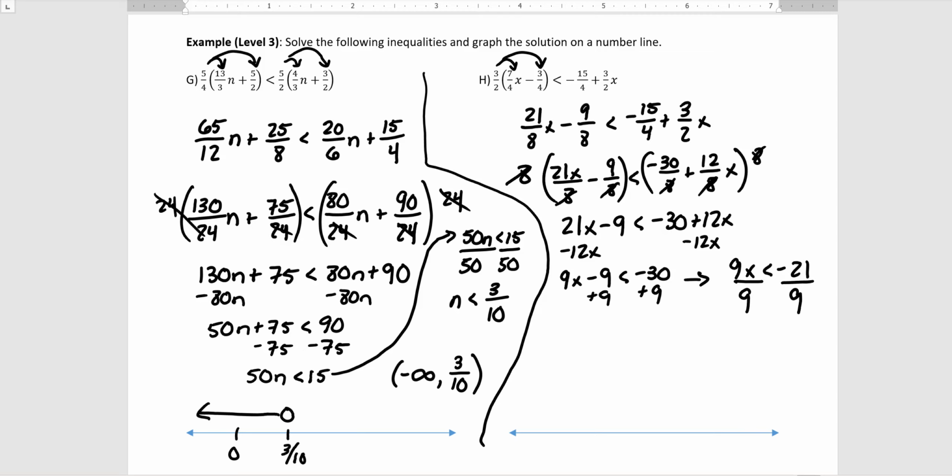No need to flip the sign because I'm dividing by a positive number, even though my dividend is negative. My divisor is positive, so no need to flip here. That's less than negative 21 ninths. I can take a 3 out of both of those. It would become negative 7/3. All right, so on that number line, I'll plot 0. I'll plot negative 7/3. Strictly less than, so an open circle going to the left. In interval notation, we'd have negative infinity to negative 7/3, soft brackets all around.